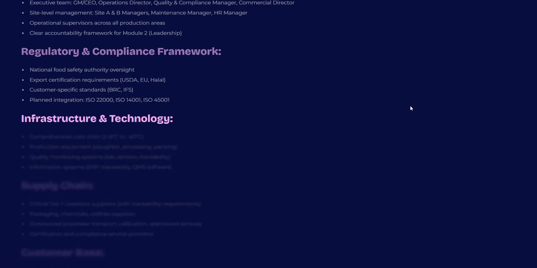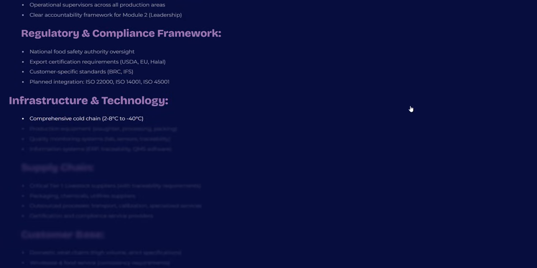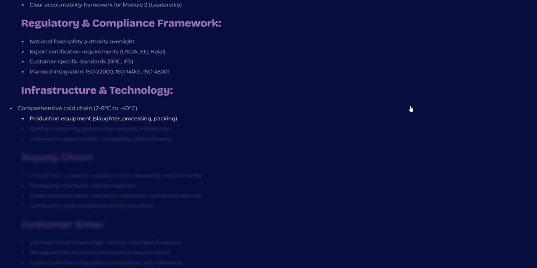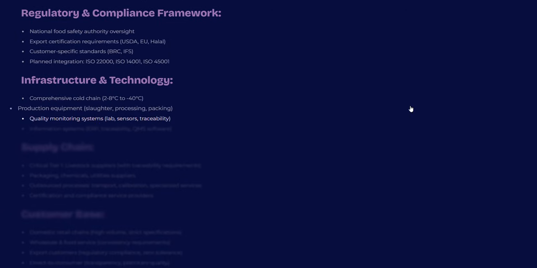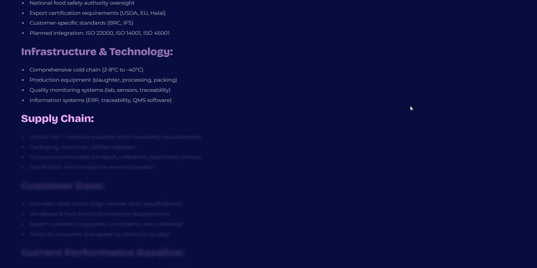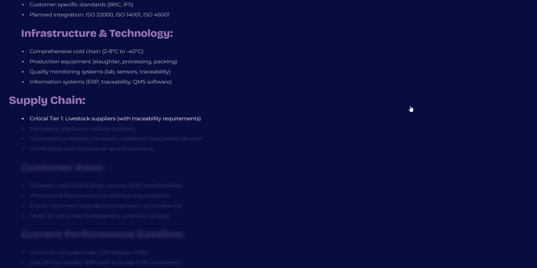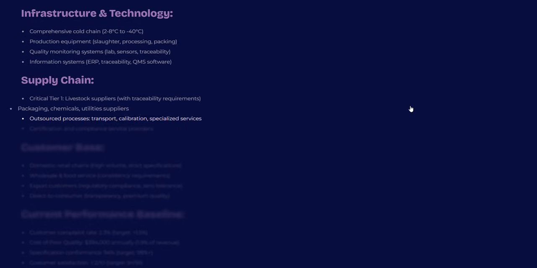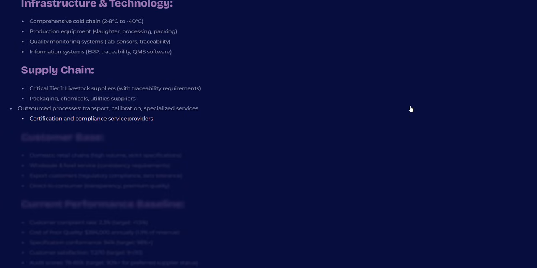Infrastructure and technology, we talk about comprehensive cold chain, we talk about production equipment from slaughtering, processing, and packing. We talk about monitoring system, lab, sensors, traceability. We talk about information system. And when we come to supply chain, critical tier one livestock suppliers, we talk about it with traceability requirements, packing, chemicals, utility suppliers, outsourced processes, transportation, calibration, specialized service, and we talk about certifications and compliance service providers.